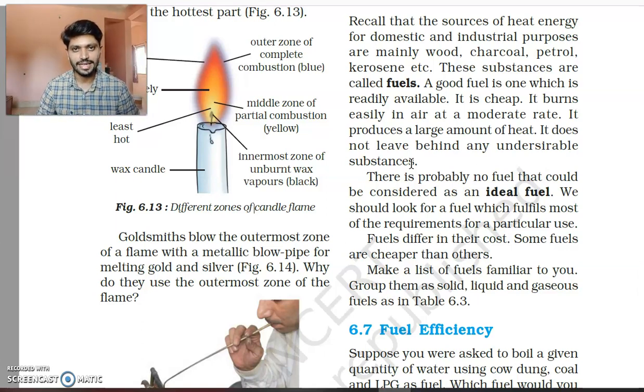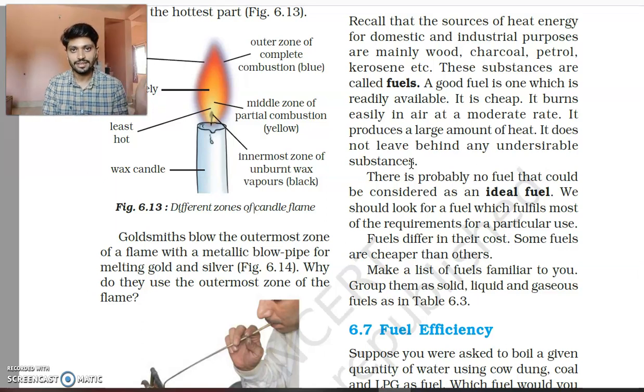But we know that these kind of ideal situations we cannot get. अपना पेट्रोल कितना महंगा हो गया है? It's almost 80 rupees a liter. Its efficiency is good. Petrol will give you good efficiency, but what happens is it's very costly. On the other hand, charcoal or wood is maybe less effective, but it is very cheap.